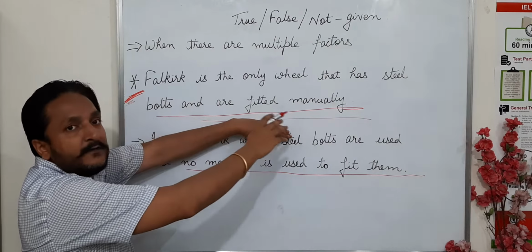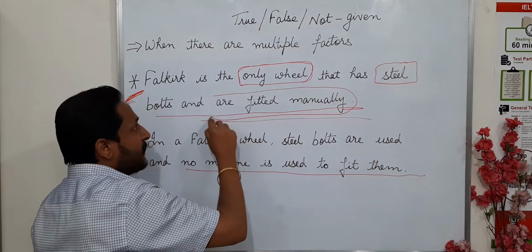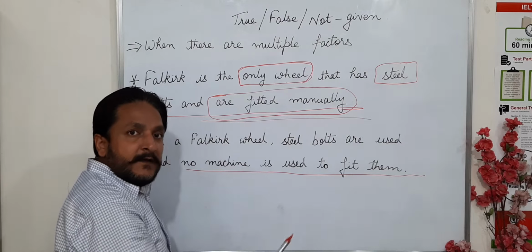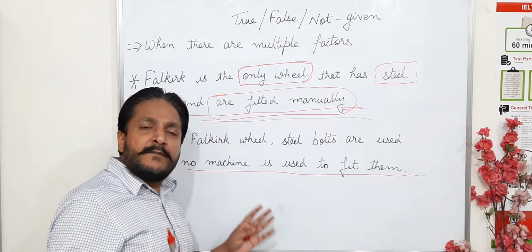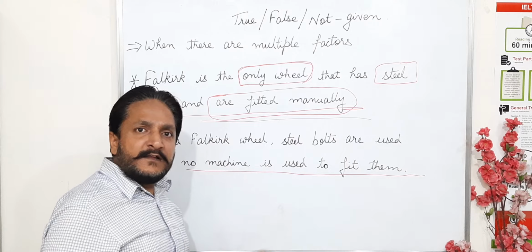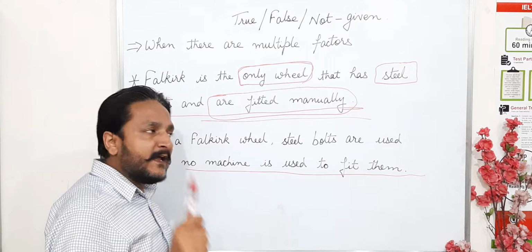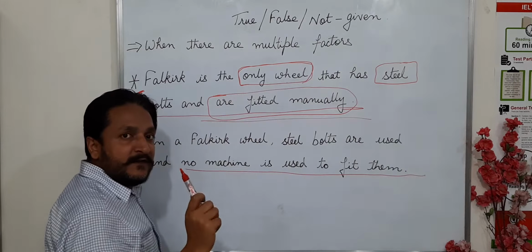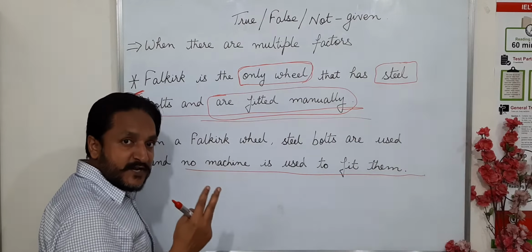So, Falkirk is the only wheel. Only Falkirk is the wheel that has got steel bolts and they are fitted manually. So, only and only Falkirk is such a wheel, and no other wheel, no Bridgestone, MRF, Apollo, no other such wheel. Only Falkirk is the wheel which has steel bolts and they are fitted manually. So these are the three things which we need to check.